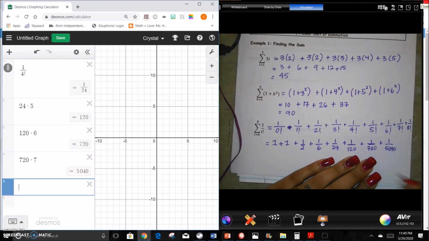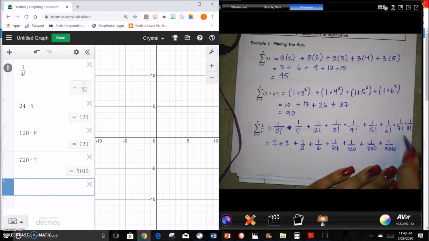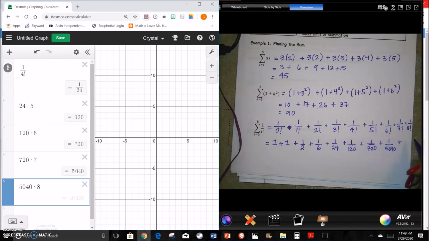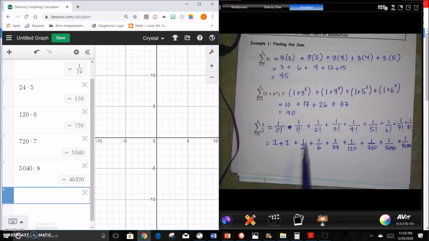Hopefully I did not skip one. 0, 1, 2, 3, 4, 5, 6, 7, and then the last one is 8. So I'm going to take 5040 and multiply that times 8, and I got 1 over 320. All right, then I have to add all of those up together.